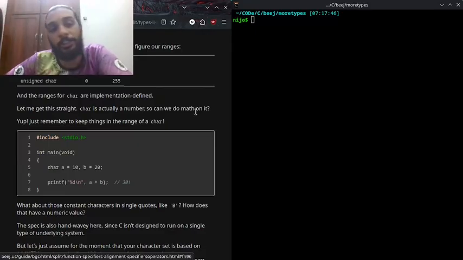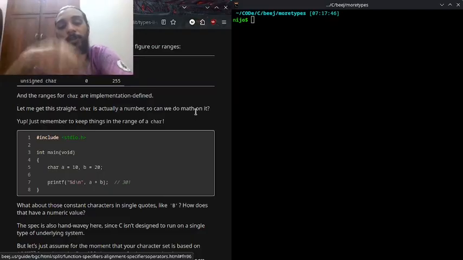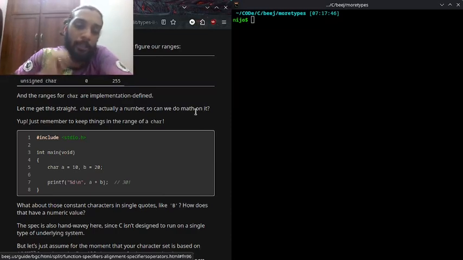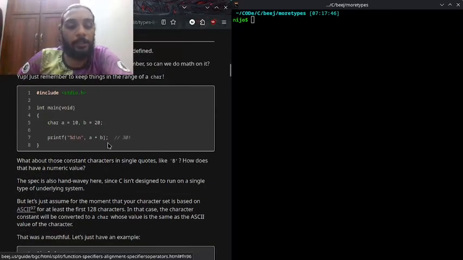So assuming those constraints, we can finally figure out the ranges: minus 128 to 127 and 0 to 255, and the ranges of char are implementation defined. Let me get this straight. Char is actually a number, so we can do math on it. Yep, just remember to keep things in the range of a char, like a plus b.